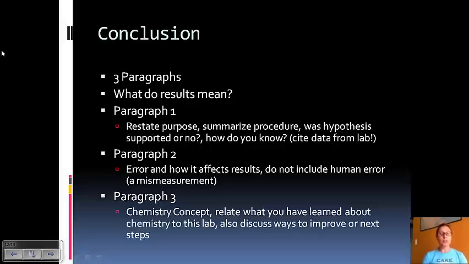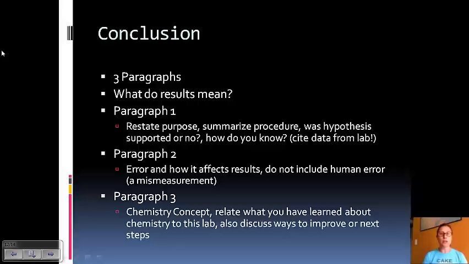The second paragraph, you're going to discuss error and how it affects your results. Don't include human error like we measured wrong, because we're going to assume that you followed the procedure correctly, and if that did happen, you've redone it to account for that. You can include things that are inherent to the lab.